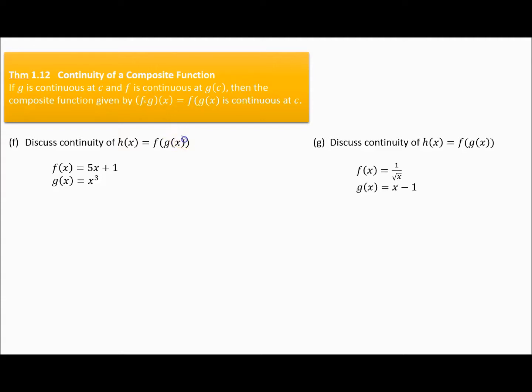Okay, so the inside function, it says if g, that's the inside function, is continuous at c. So the question is, is g of x equals x to the third continuous at c? Then you might ask, what's c? It doesn't matter. Where is g of x equals x to the third continuous? Everywhere. It's a polynomial. So to answer that question, it's yes, because it's a polynomial, right?